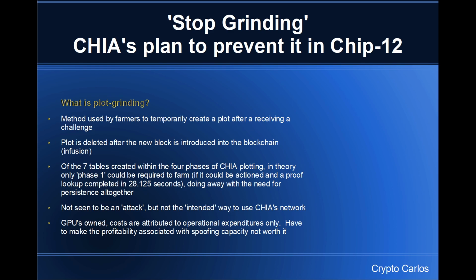The CHIA development team are very clear in that they say that this is not seen to be an attack, but it is not the intended way to use CHIA's network, and that's why they want to try and stamp it out. So why this can be done is because there are miners or whatever that have significant amounts of GPUs already owned, so they only have to pay for the operational expenditures of electricity only. So CHIA wants to make it not profitable to do that, wants to get away from the spoofing capacity that they're currently doing.